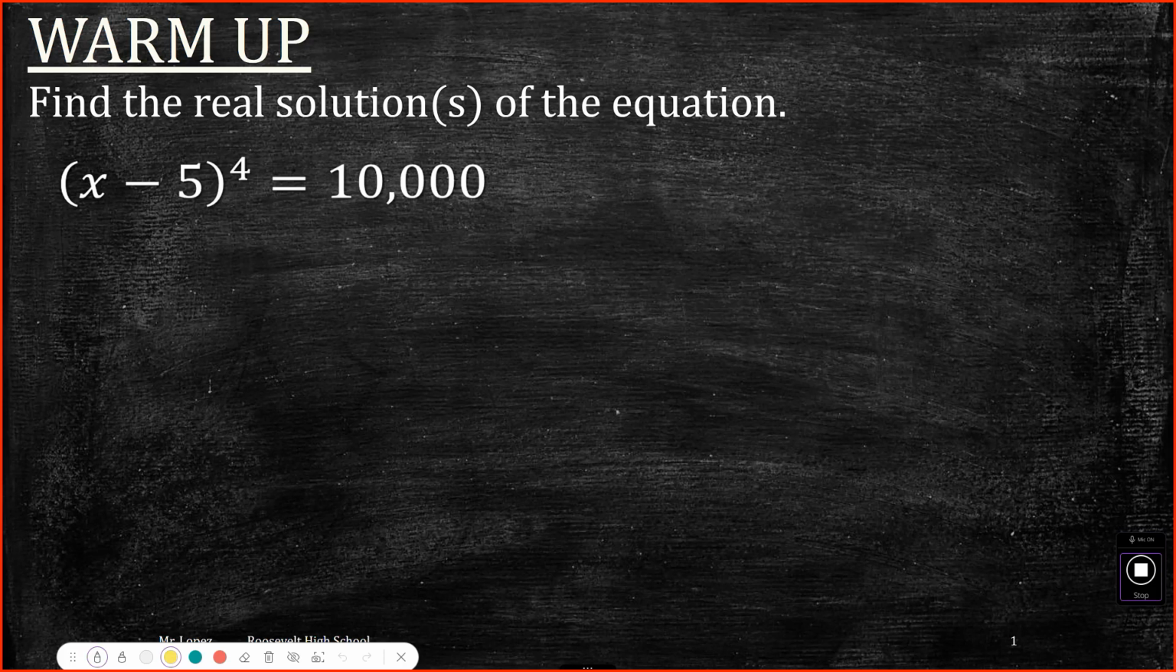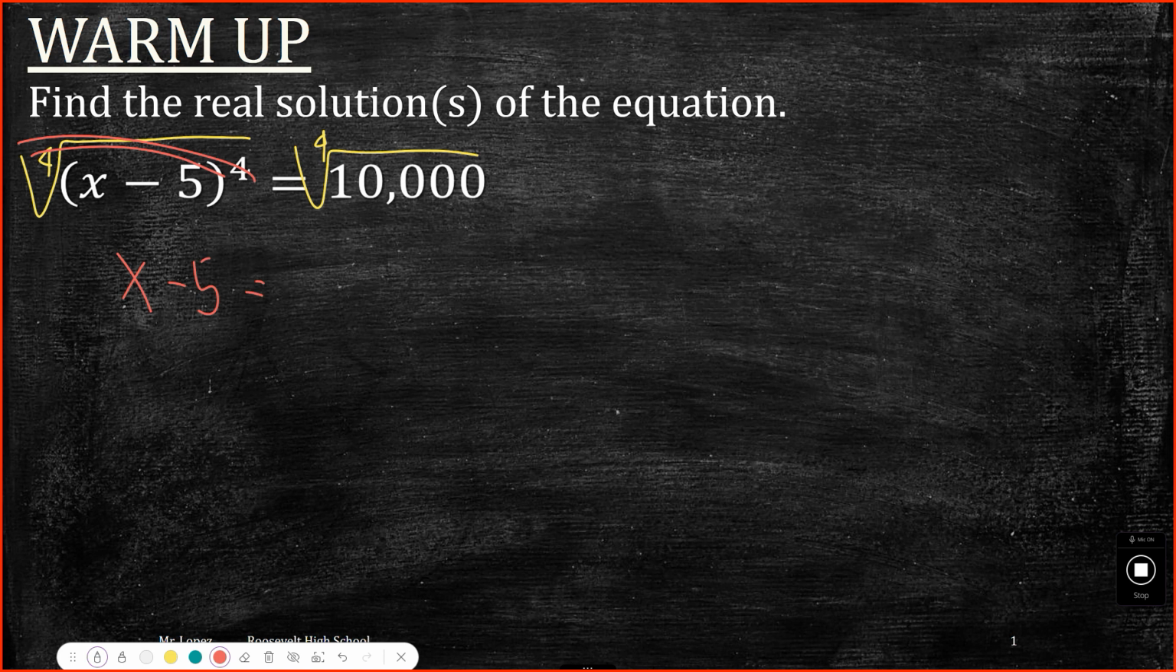Okay, warm up, find the real solutions of the equation. What is step one, anybody? We're not saying square rooted. We're going to say fourth rooted, whatever that number over here says. If it's 5, you're going to fifth rooted. That cancels out with the 4, x minus 5.